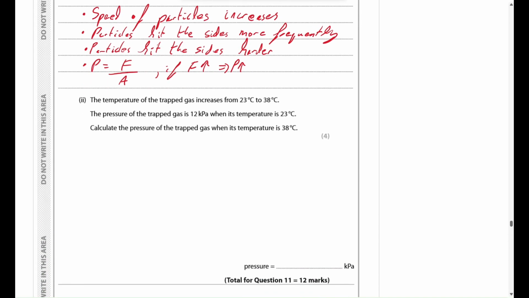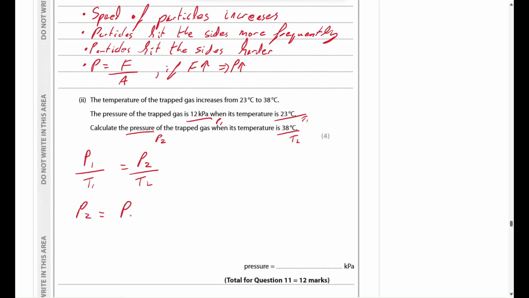Okay, then we get a nice little gas laws question. They give us some pressures and some temperatures, and they want us to show that we know what to do here. So the equation is P1 over T1 is equal to P2 over T2. I always like to highlight the questions to figure out what's what. That's P1, that's T1, that's T2, and what I'm trying to work out is P2.